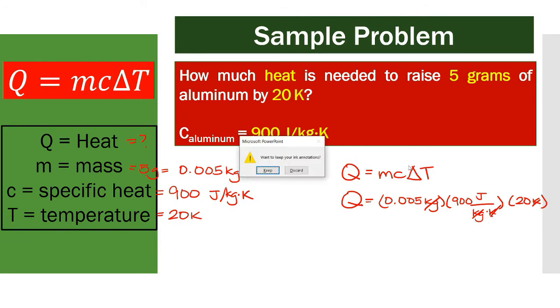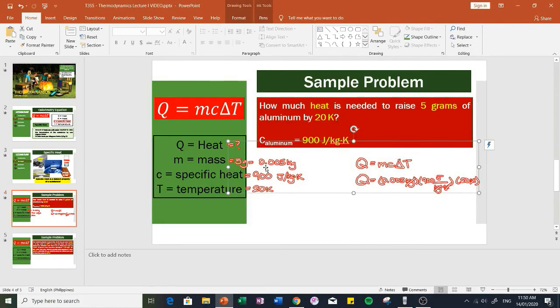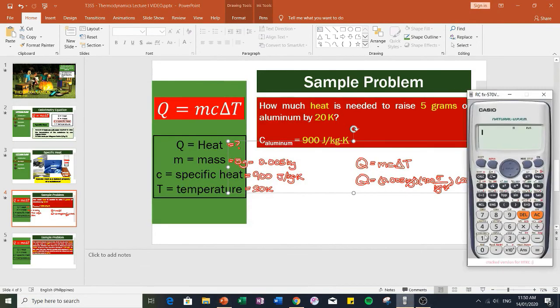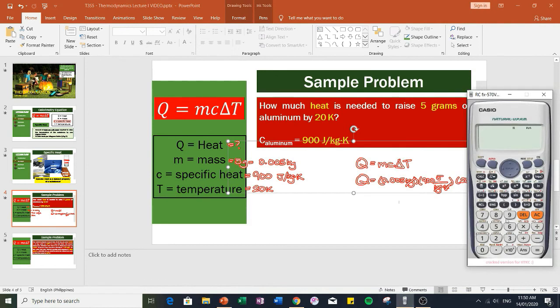So let's get my calculator real quick. Let me keep my ink annotations as such. Okay, I don't know why I just did that. But anyway, let me get my calculator. Oops. Okay, calculator.